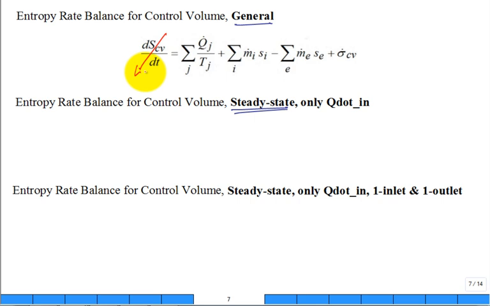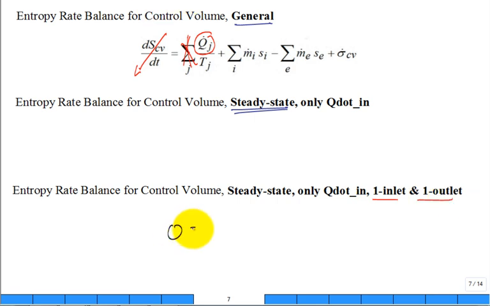There's no change of the entropy in the system if it's steady state. It's steady, not changing with time. That's the definition. A lot of times you only have one Q dot in, so that summation goes away. Other times you may only have one mass flow rate in, one mass flow rate out.